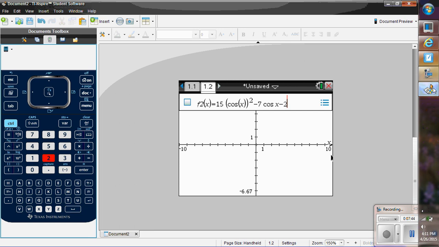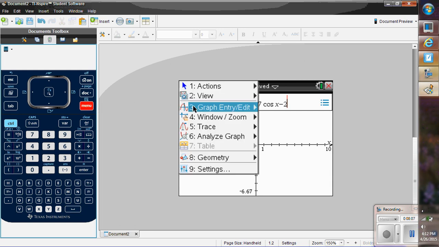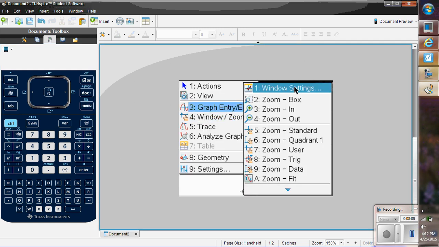And then we have to set the scale again. Now 15 is our amplitude and negative 2 is our midline. So if you remember how to figure out how high up it's going to go, negative 2 plus 15, so it's going to go up to 13. And then it's going to go from negative 2 down to negative 17. Negative 2 minus 15 is negative 17. So when we adjust our window, we want to make sure we're going to fit that.